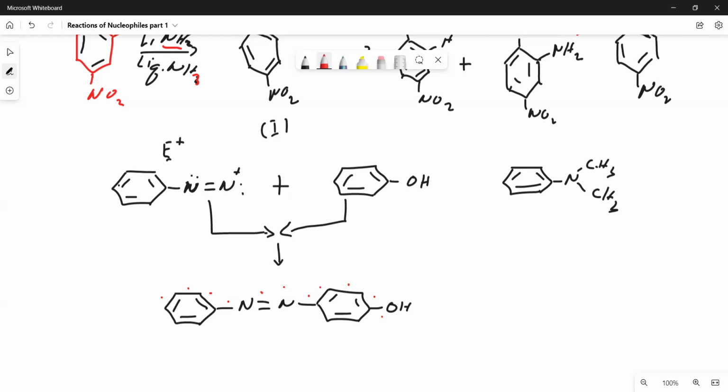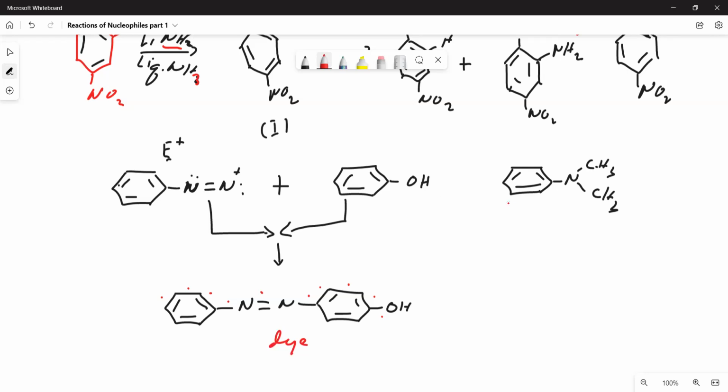The electromagnetic spectrum has different regions, right? You have the microwave, the radio wave, the infrared, then you have the visible, and then you have the UV, the X-ray, the cosmic ray. So within the visible region, we can see colors. So this is a dye.